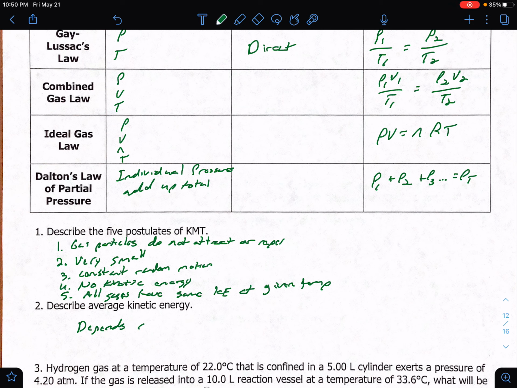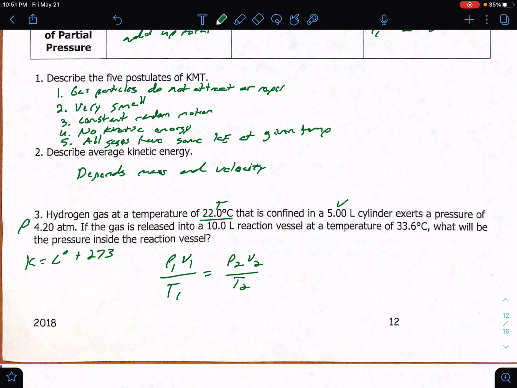So P1 times V1 over T1 equals P2 times V2 over T2. Okay, so pressure 1 is going to be in that first sentence. So our hydrogen gas at a temperature of 22 degrees Celsius that is contained in a 5.00 liter cylinder exerts a pressure of 4.20 atmospheres. If the gas is released into 10 liters, okay, so now we're changing things. So that means that first sentence was all my ones. So my pressure 1 is 4.20 atmospheres. Volume 1 is 5.00 liters. And temperature, I'm going to add 273 to that 22, and that gives me 295 Kelvin.